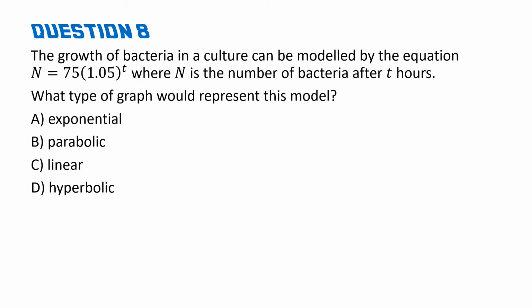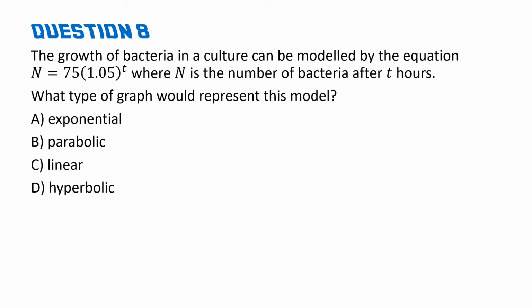Question 8. The growth of bacteria in a culture can be modelled by the equation n equals 75 multiplied by 1.05 to the power of t, where n is the number of bacteria after t hours. What type of graph would represent this model? So we've got 4 options there, and we need to work out which one it's going to be.